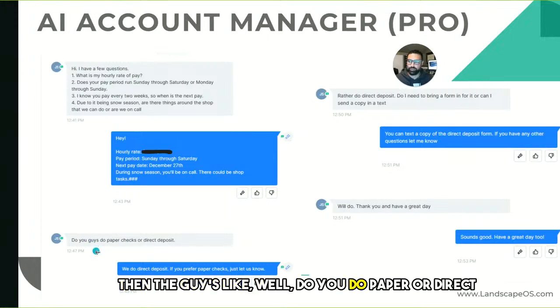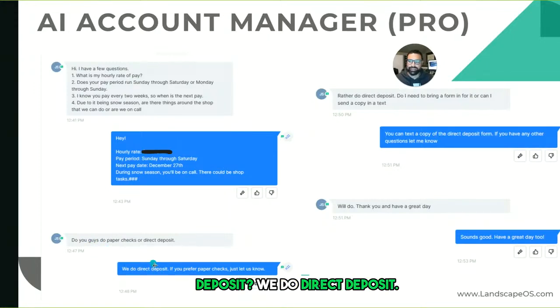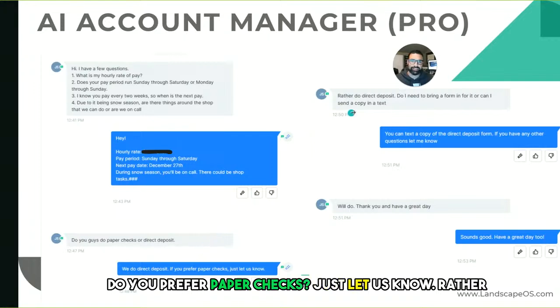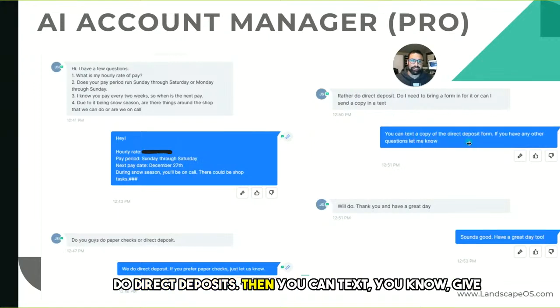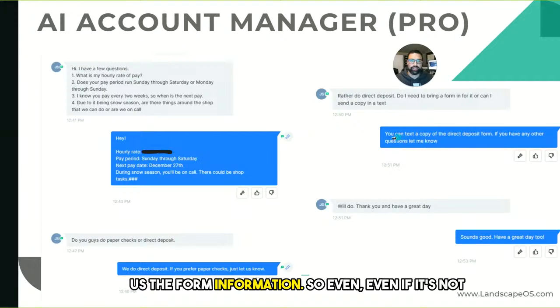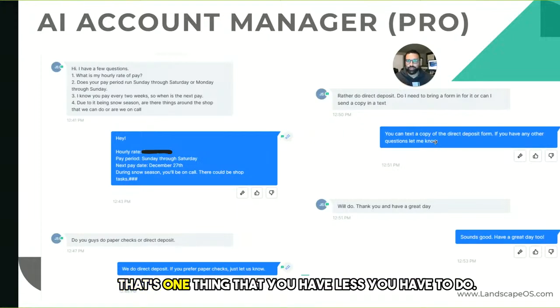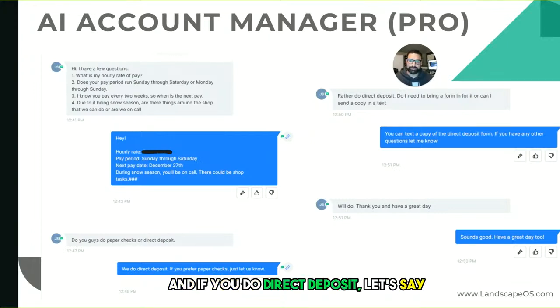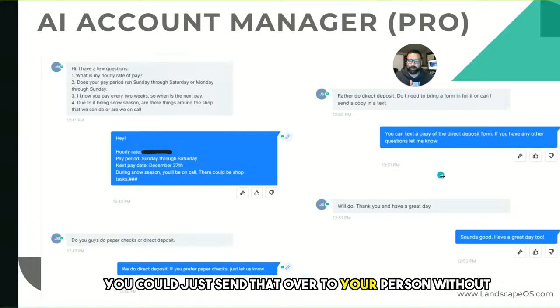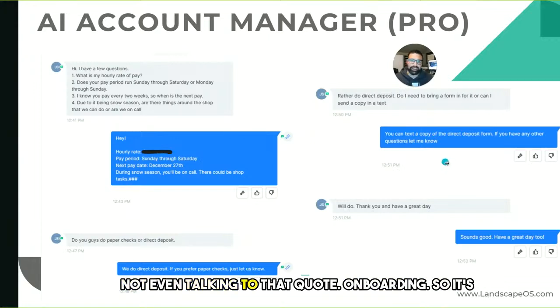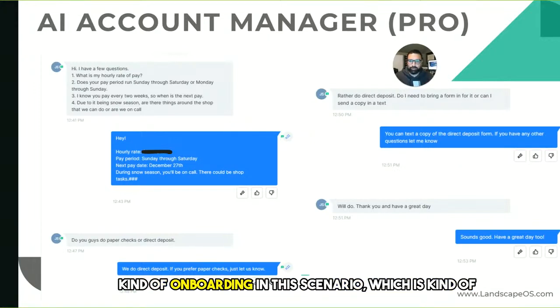Then the guy's like, well, do you do paper or direct deposit? We do direct deposit. Do you prefer paper checks? Just let us know. Rather do direct deposit. Then you can text, give us the form information. So even if it's not perfect, maybe you don't like this, and you say, hey, we'll send you something. But here, a great example, if it asks to send the information, that's one thing that you have to do. And if you do direct deposit, let's say, you could just send that over to your person without even talking to that quote onboarding. So it's kind of onboarding in this scenario, which is kind of awesome.